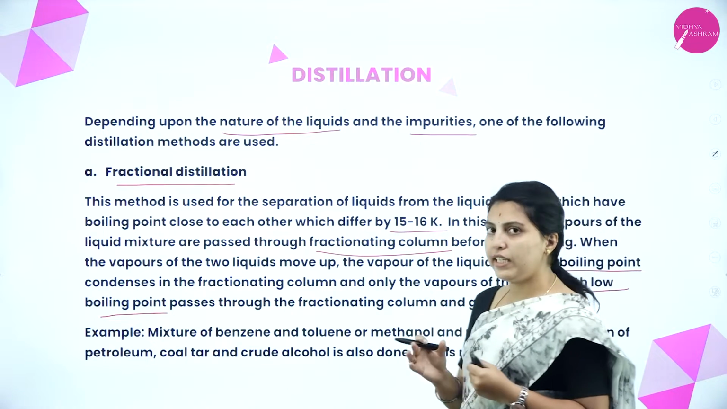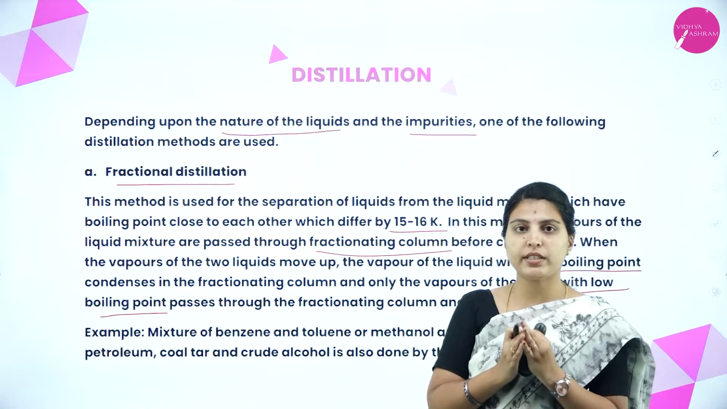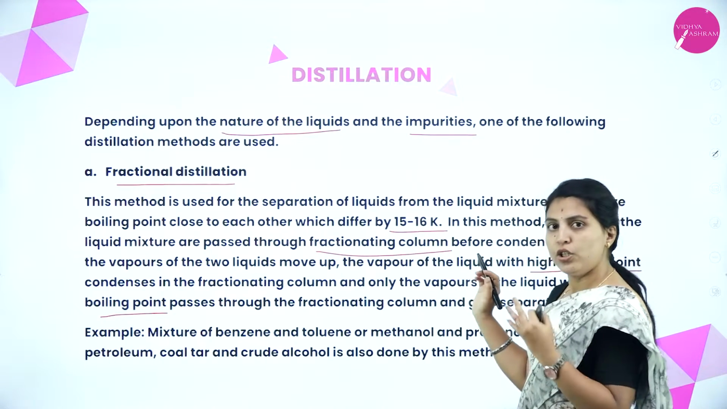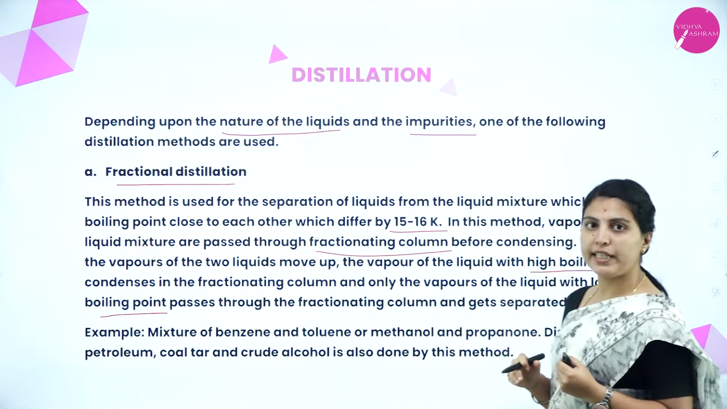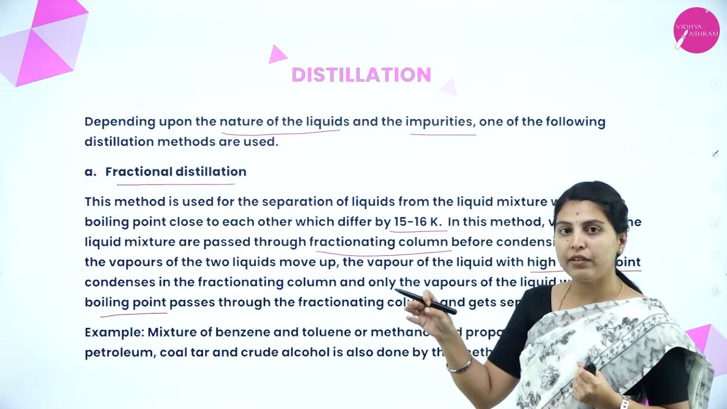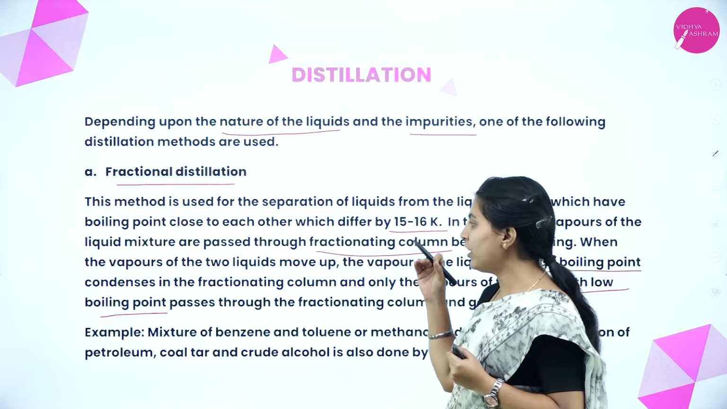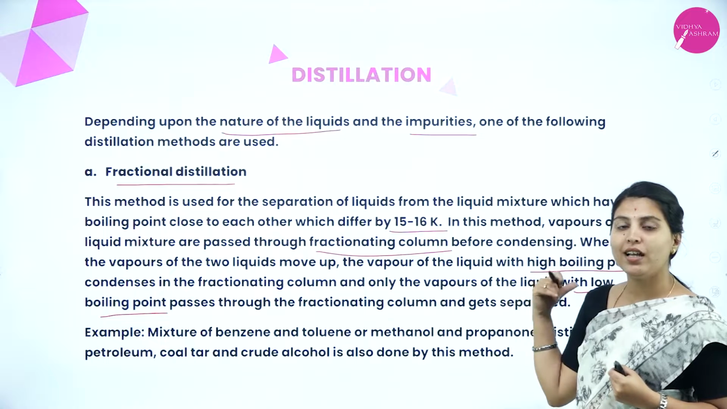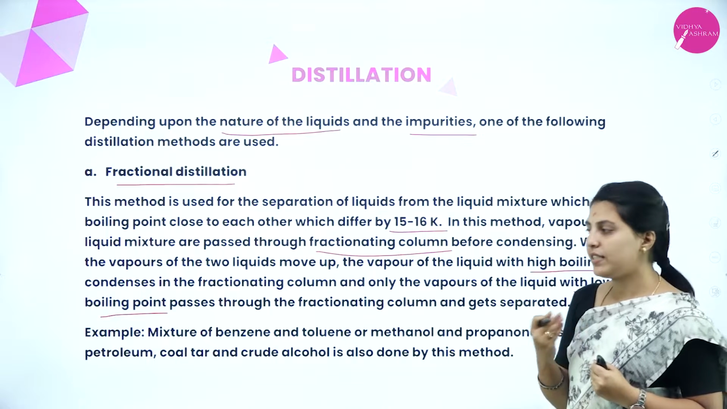See here, the principle of fractional distillation is the same: two liquids which have been mixed will be separated. The two liquids' boiling points differ by around 15 to 16 Kelvin. Here they will use a fractionating column before condensing. Whatever high boiling point liquid is present will remain in the fractionating column itself. The liquid with the low boiling point passes through, condensation takes place, and it comes out into the outside conical flask. Okay, that's how the two liquids get separated.